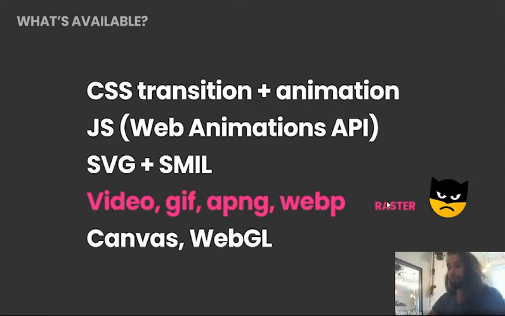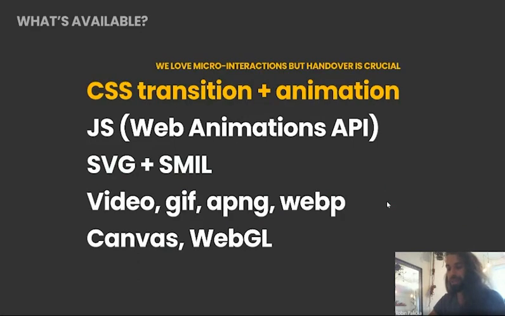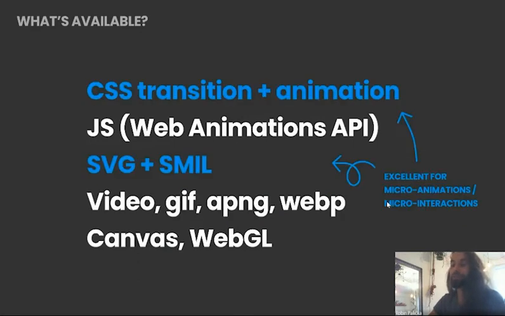Then the video, GIF, APNG, WebP, all of those are rasters. Nowadays, almost all UI are vectors. So that's silly. And those two, CSS transition and animations, and SVG plus SMIL, those are really excellent for micro animation, micro interactions.